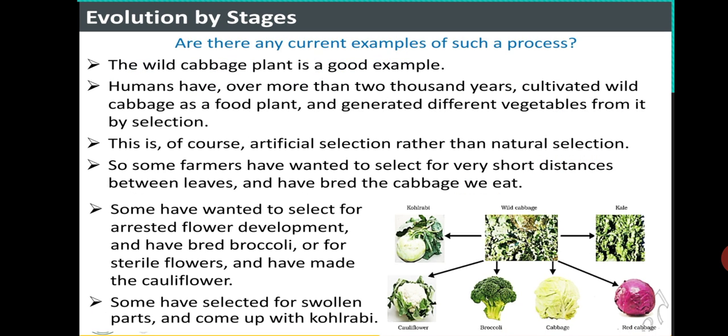Humans have, over more than 200 years, cultivated wild cabbage as a food plant and generated different vegetables from it by selection. This is, of course, artificial selection rather than natural selection. Some farmers wanted to select for very short distances between leaves and have bred the cabbage we eat. Some wanted to select for arrested flower development and have bred broccoli, or for sterile flowers and have made the cauliflower. Some have selected for swollen parts and come up with kohlrabi.